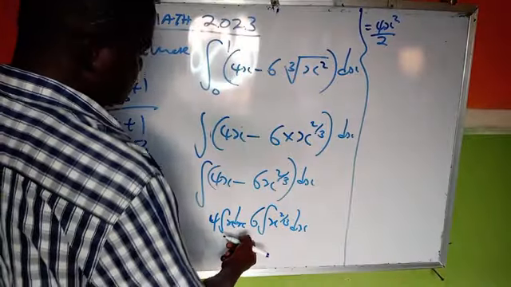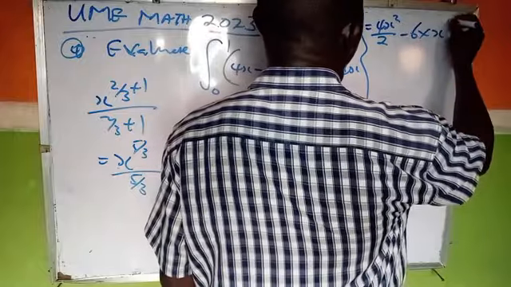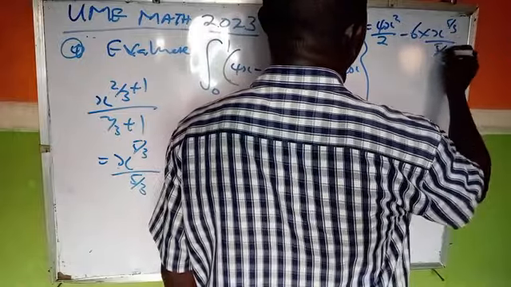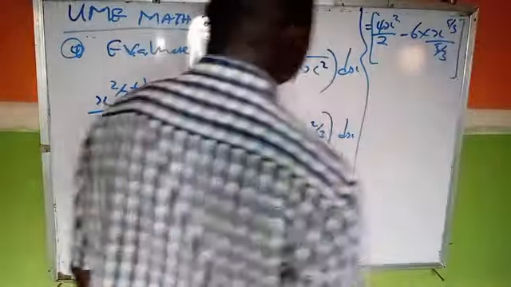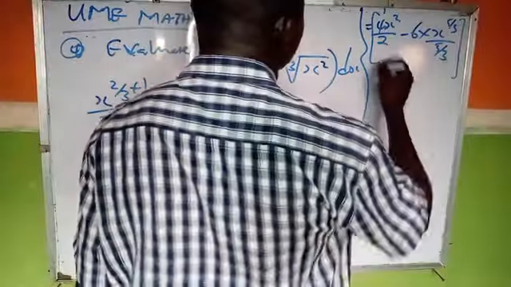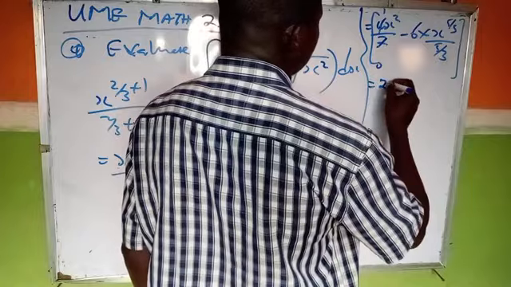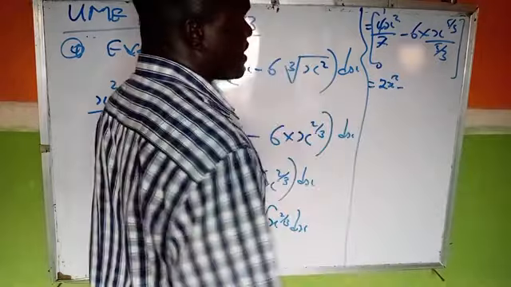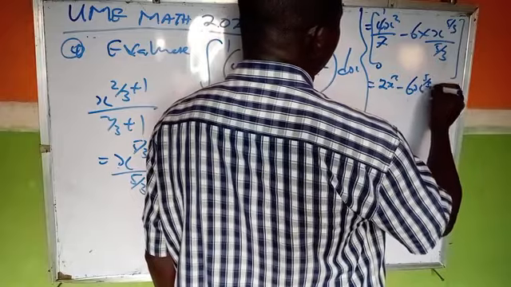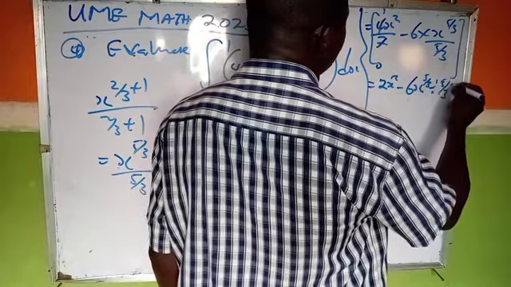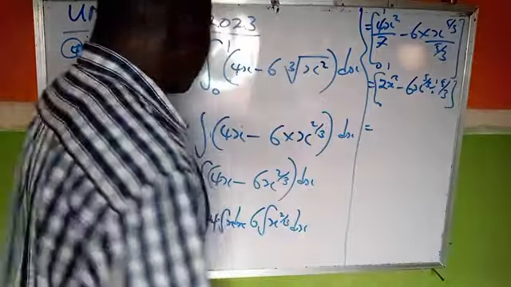Here you have 6 minus 6. So you have minus 6 times x raised to power 5 over 3 divided by 5 over 3. So you have this one like this. You can place a 1 and 0 there. Now, again, this cancels this. You will have 2x squared minus, look at this one, 6x raised to power 5 over 3 divided by 5 over 3. You have this one like this, 1 0.